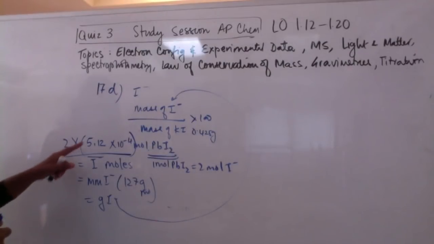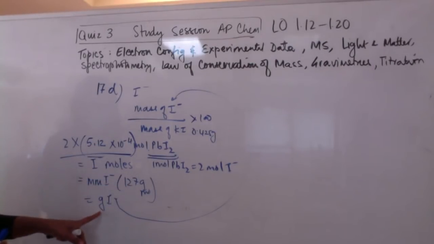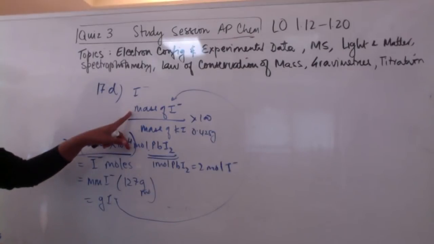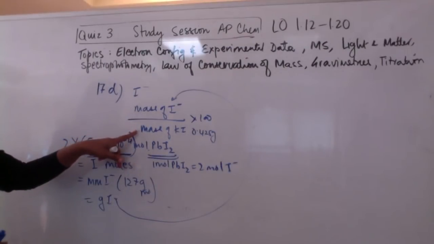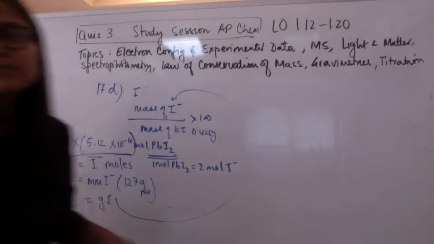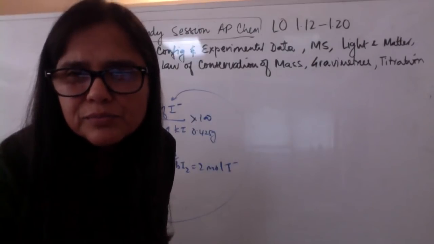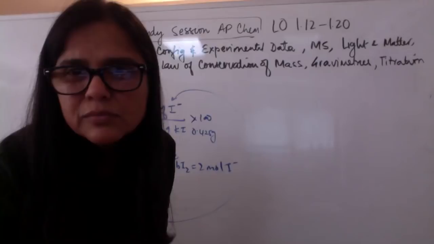So basically from moles of PbI2 times 2 to get moles of I minus, times 127, you get grams of I minus, divide the grams of I minus by 0.425, which is the total mass of the tablet, times 100. Okay. So Manju got that.